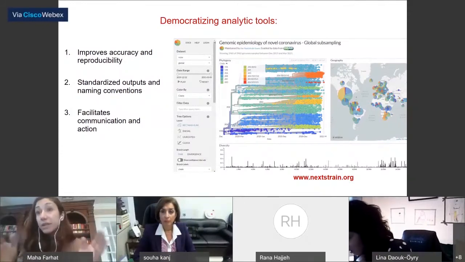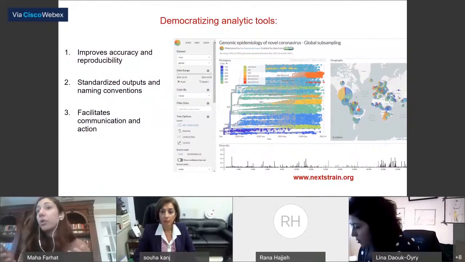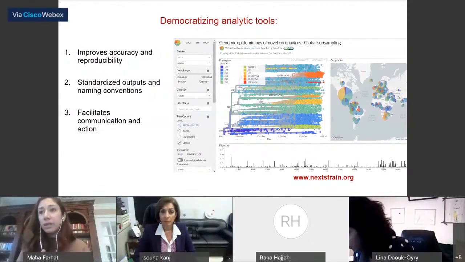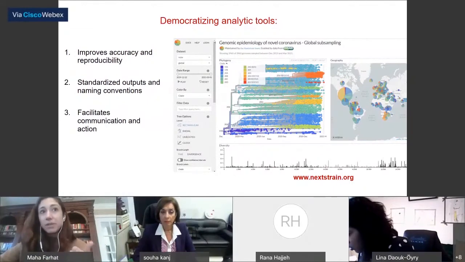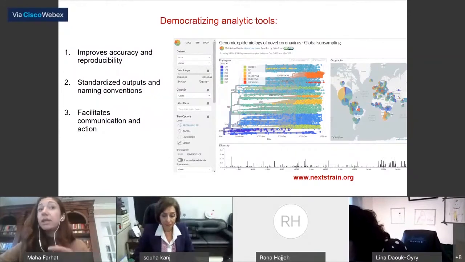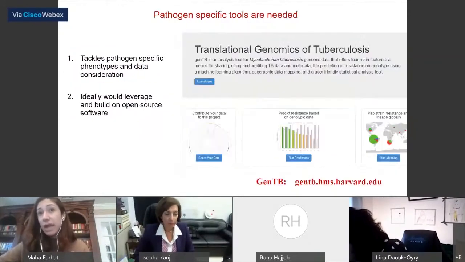Everything is open source. People are building on their work. They're downloading their work. It's really been quite energized, this space. And so I don't have to tell this audience, but democratizing and open sourcing analytical tools helps us improve accuracy, reproducibility, standardizing outputs and naming conventions, and facilitates communication and action.